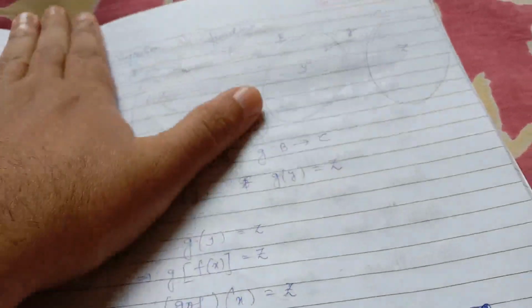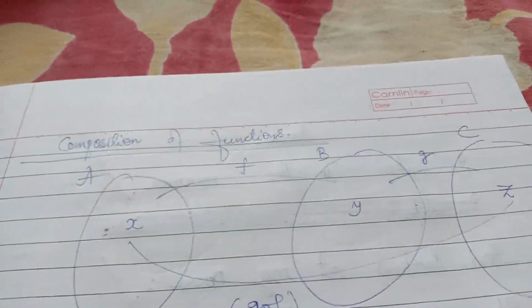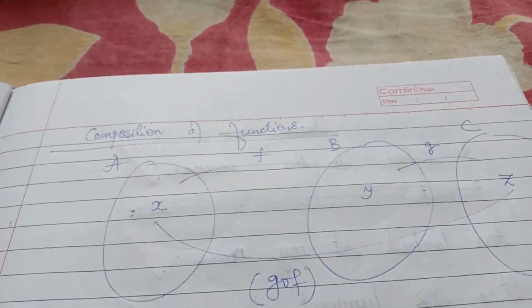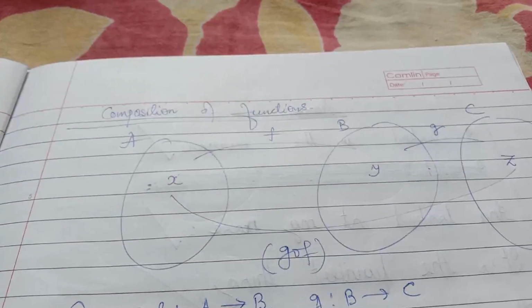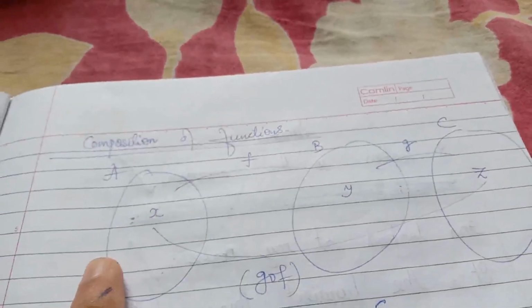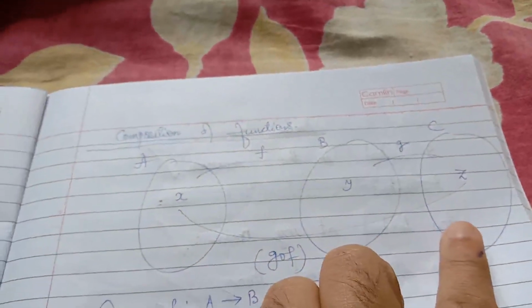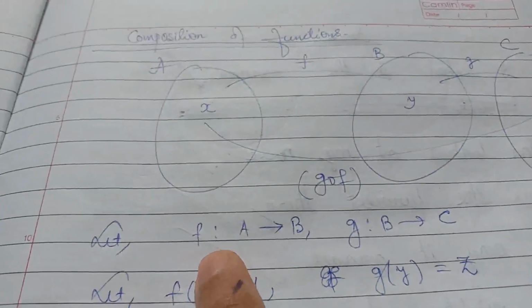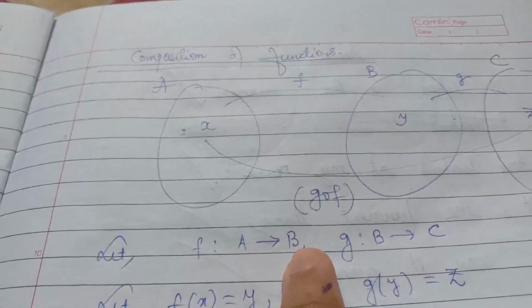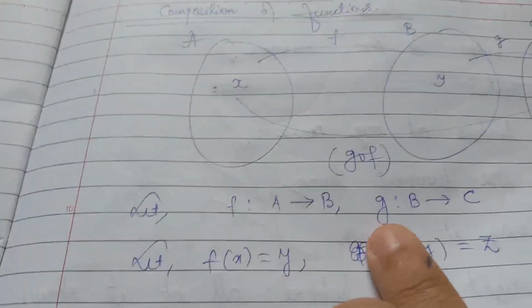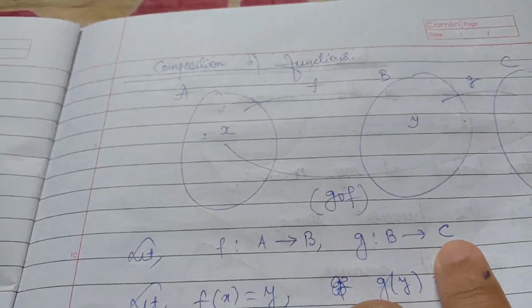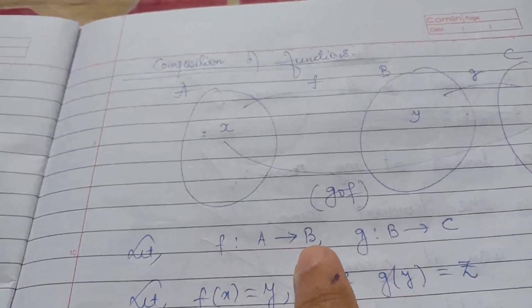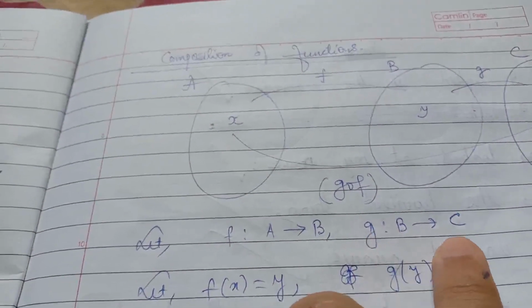Let us start the definition of composition of functions. Suppose A, B, C are three non-empty sets. f is a function from A to B, and g is a function from B to C.